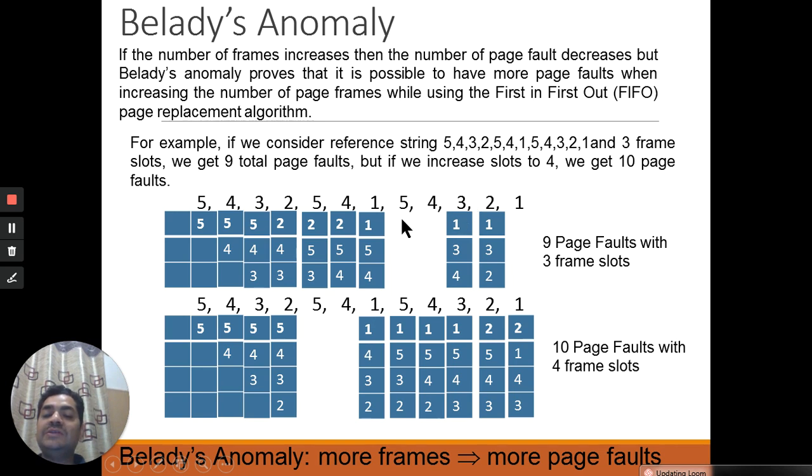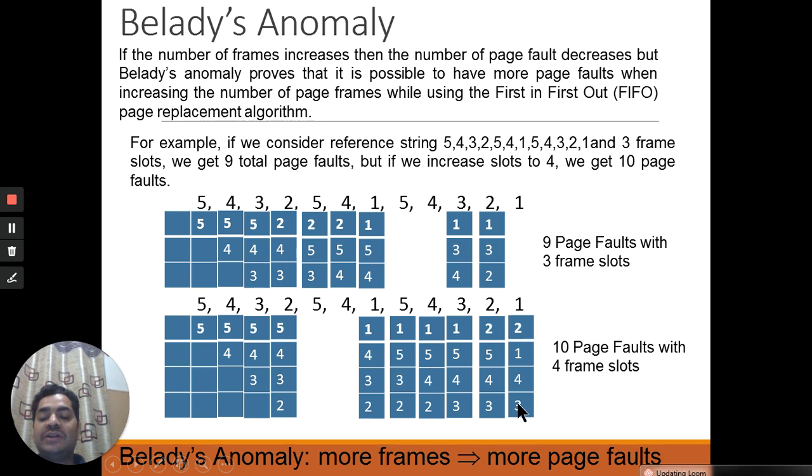5 is there, 4 is there, no page fault. Then 3 is replaced with the 5 page number and 2 is replaced with the 4. 1 is already there, so no page fault. Total faults are 1, 2, 3, 4, 5, 6, 7, 8, 9. 9 page faults with 3 frame slots. With a similar string with 4 frames, it should decrease, but Belady's anomaly states that for this string, the page faults will increase, that is 10.